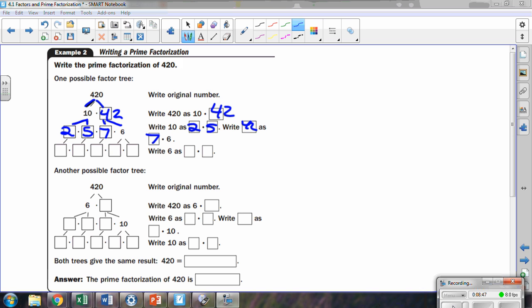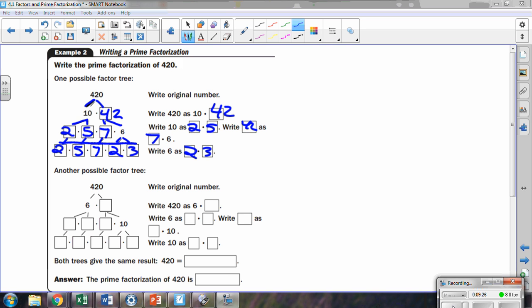And now we have to continue because these numbers can be broken down further. We'll notice 2 is a prime number. That one stays by itself. You can't split up 2. 5 is a prime number. You can't split up 5. We have to leave it alone. 7 is a prime number. It stays by itself. But 6 can be split up: 2 and 3. And those are both prime, which is why we're stopping here.